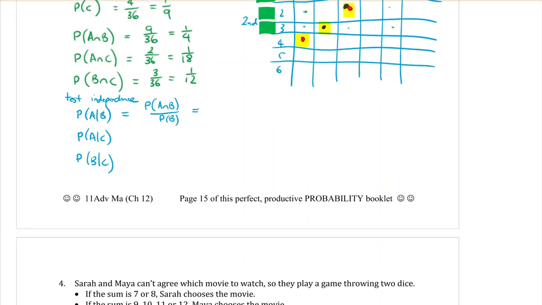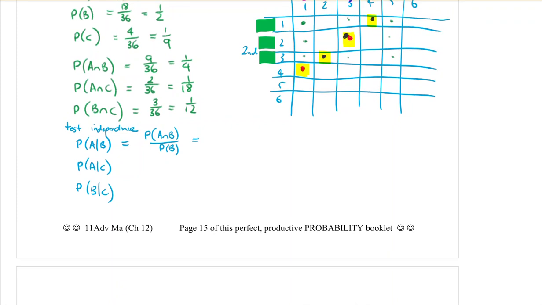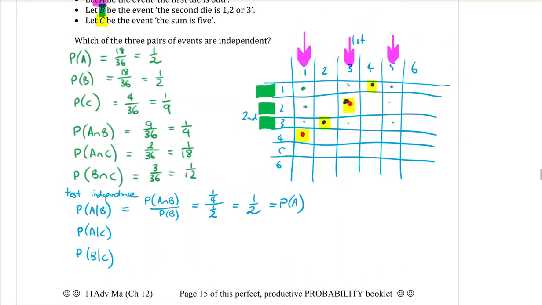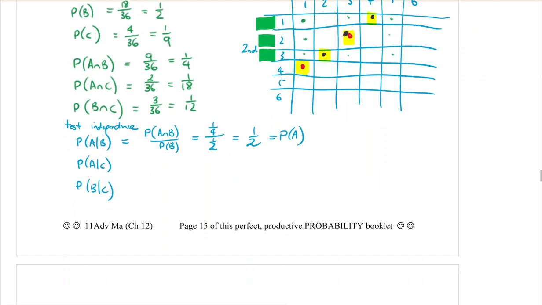Now we've just worked out these things. The probability of A and B was a quarter, and the probability of B was a half. A quarter divided by a half is a half, and in order for it to be independent, the probability of A given B needs to be equal to the probability of A. The probability of A up here is indeed equal to a half. So that means, therefore, that A and B are independent.